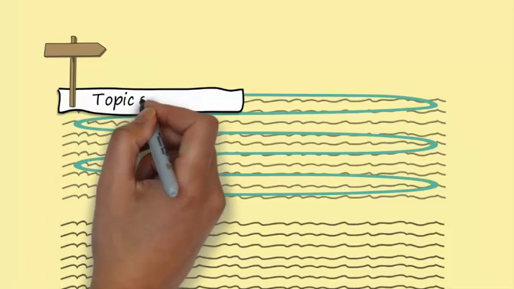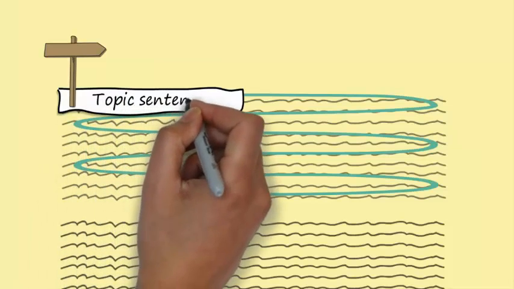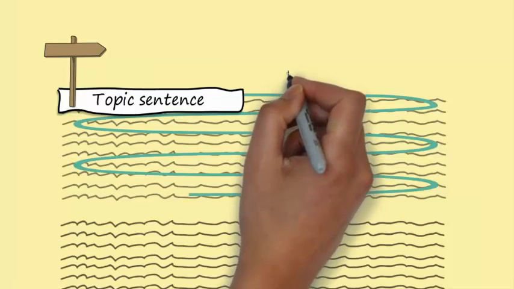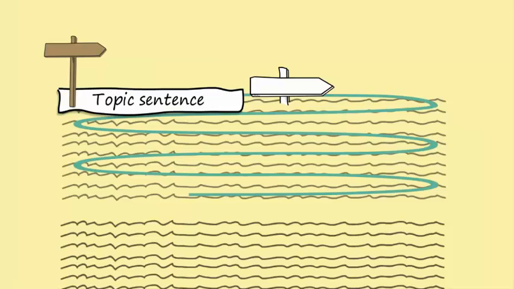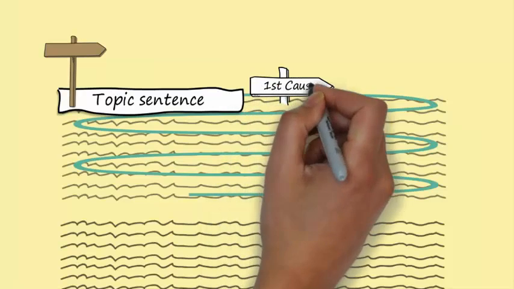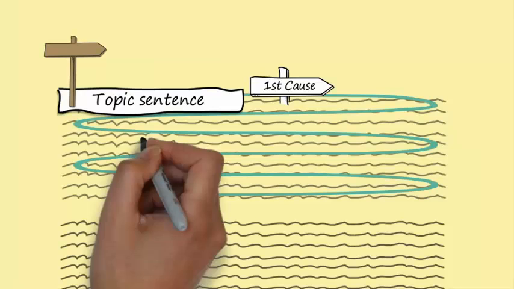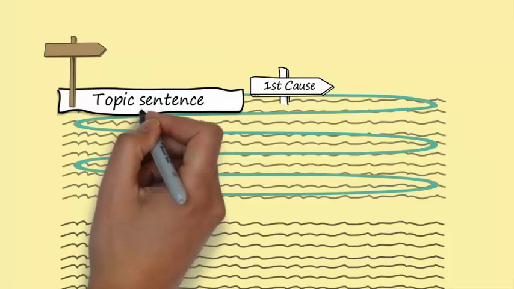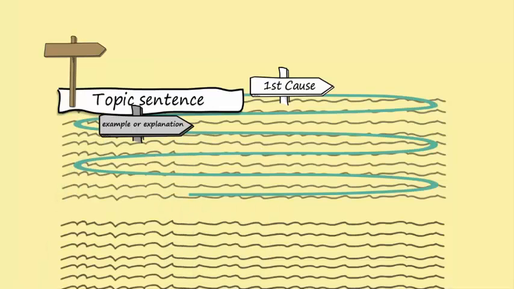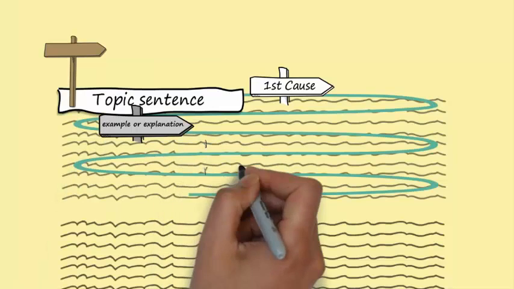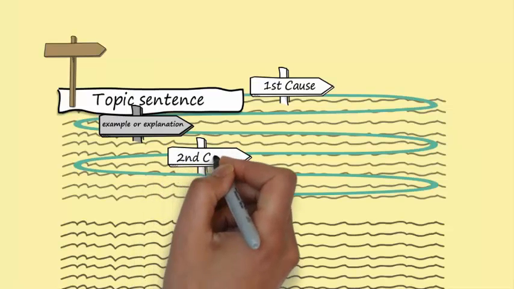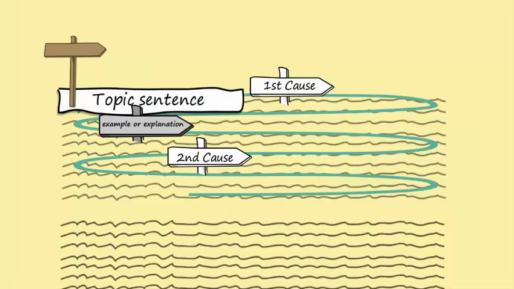Then the next signposting that we need is to explain to the reader, here is the first cause, this is what I think is causing the problem, and then we have to give an example or an explanation or both of that first cause. And then maybe we have a second cause coming in here, and then exactly the same idea. Once we've described to the reader the second cause, we need to explain that idea or give an example.